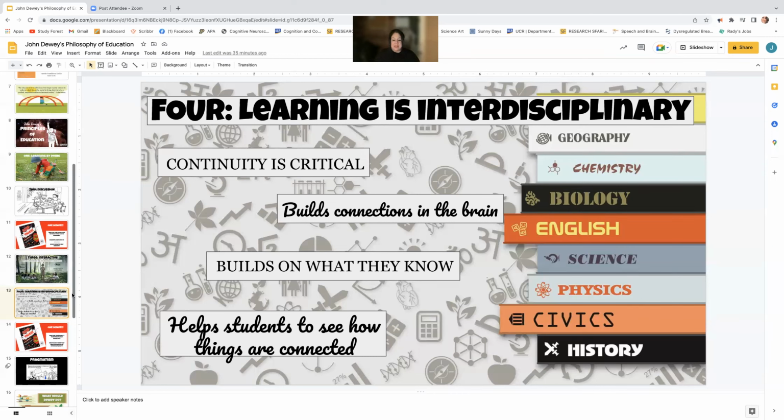And so John Dewey was very much about making those connections, making it meaningful, making what you already knew, putting it together with something new that you've learned and making those connections.